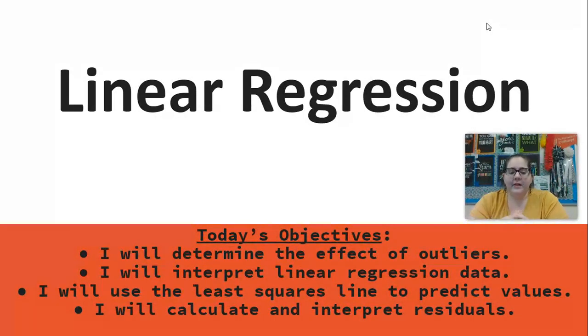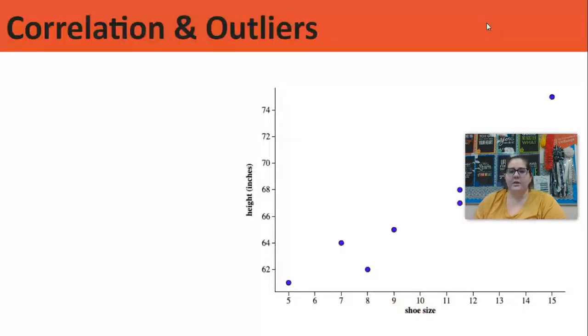We're going to interpret linear regression data that we are given, talk about what the slope means, what the Y-intercept means, that kind of stuff. And then we're going to use the least squares line to predict values. And then we're going to calculate and interpret residuals. So all of these things we'll talk about a little bit more. But let's start with the idea of outliers.